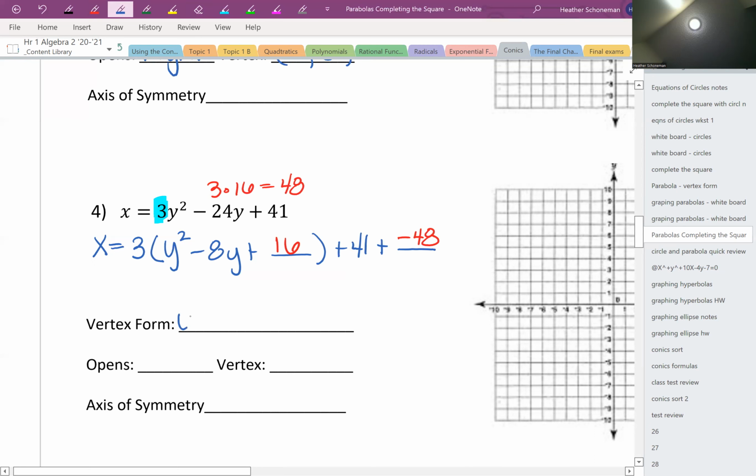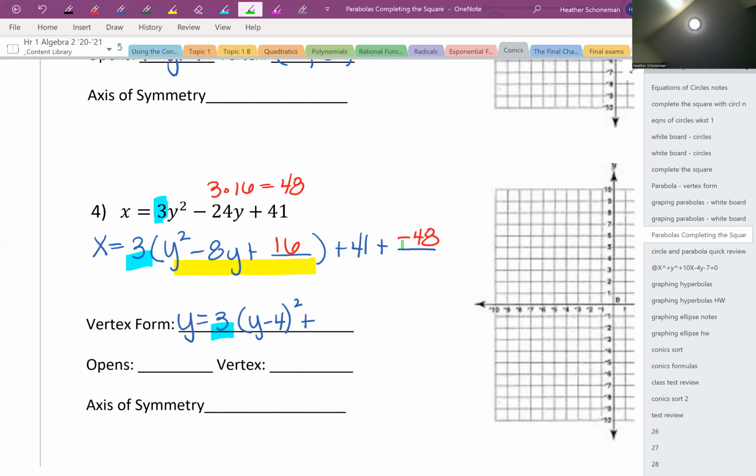So now when I write my equation in vertex form, I have y equals. First, I'm going to write my 3. Now I'm going to write this factored part. Two numbers that multiply to 16 and add to negative 8 would be negative 4, negative 4, so I have y minus 4 squared plus, and then I'm going to add these numbers together here, and I get negative 7. So that's that part, and that's that part.